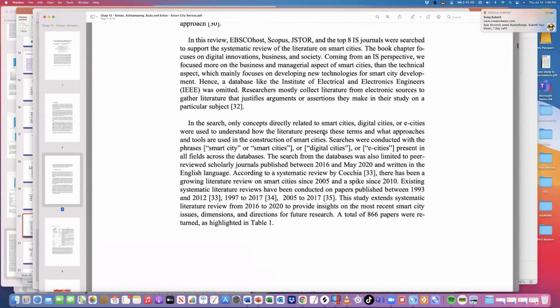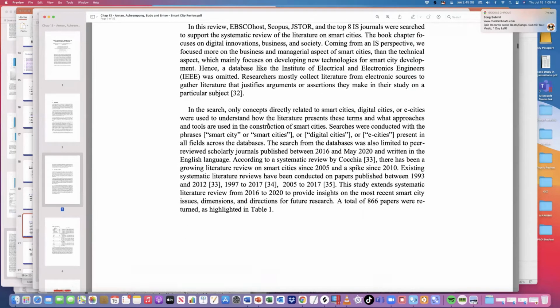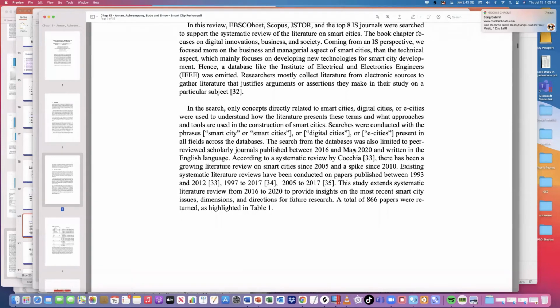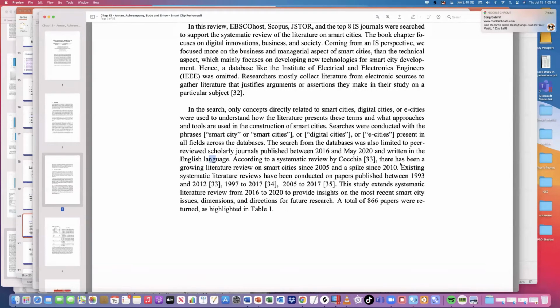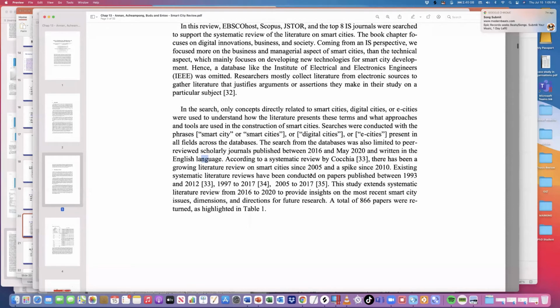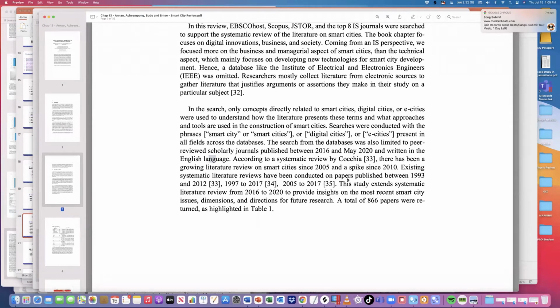Okay. So what did he search on? He chose the search parameters: smart city and smart cities, digital cities, e-cities. Then he said the databases were also limited from 2016 to 2020, and those in English language. According to the systematic review by Culture, there has been a growing literature review on smart cities since 2005 and a spike in 2010. Existing systematic reviews have been conducted on papers published between.